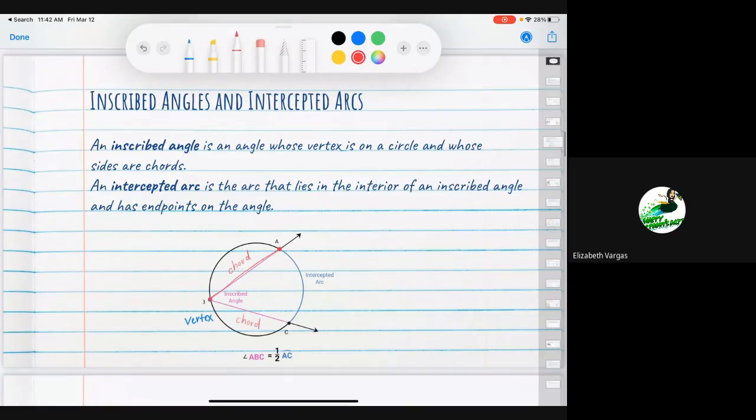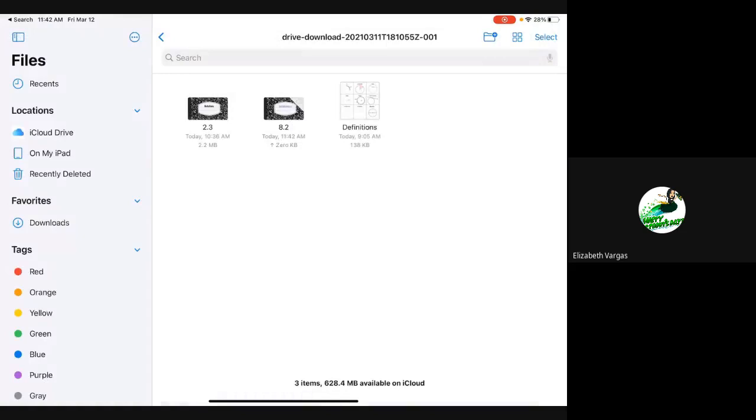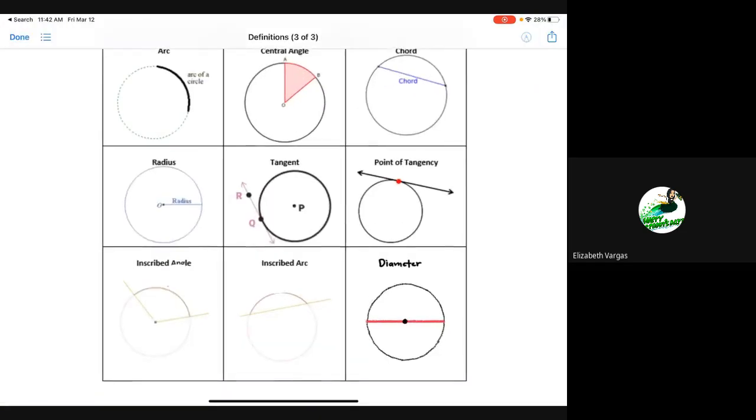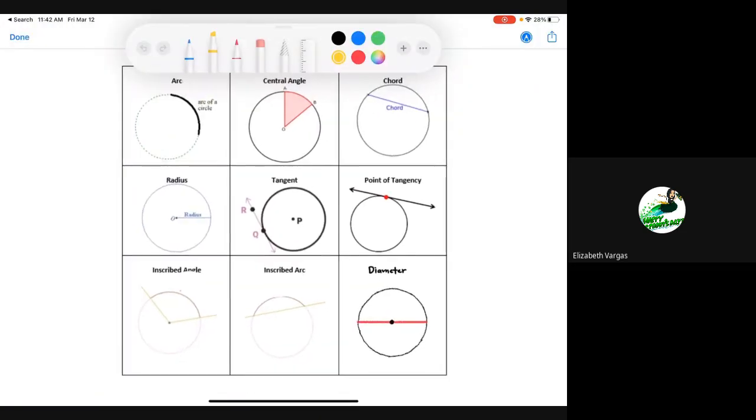So you can see how this differs from central angles, because with central angles, the vertex is in the center of the circle, and its sides are made out of radii, but an inscribed angle has its vertex on the circle, and its sides are chords, okay? And I'll go ahead and show you a clear indication of what a chord is, right? We have a chord right here, from one side of the circle to the other side.